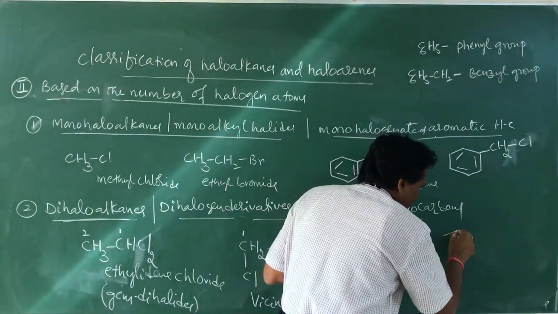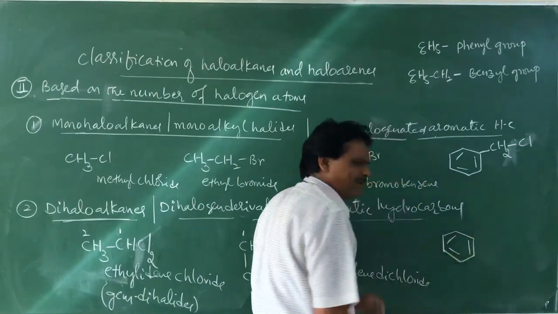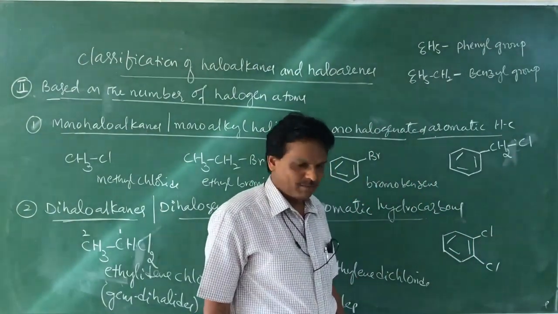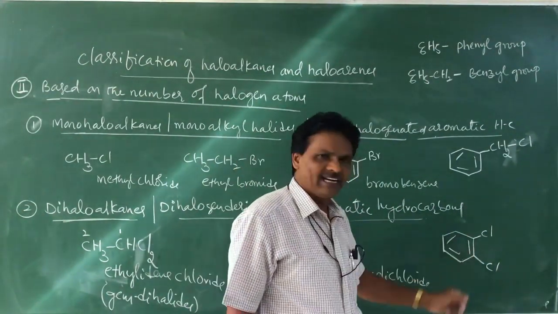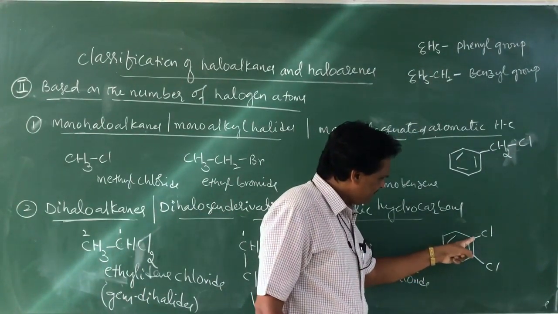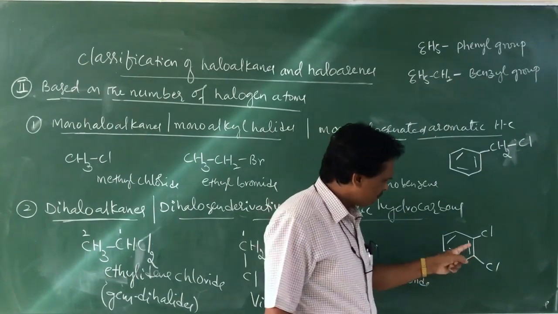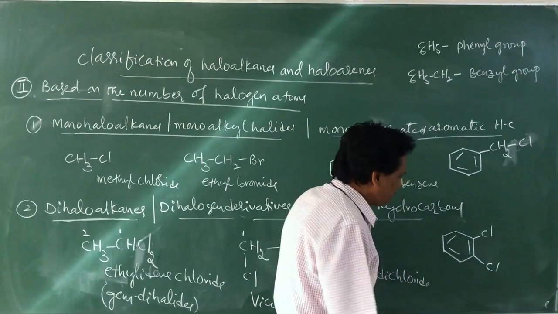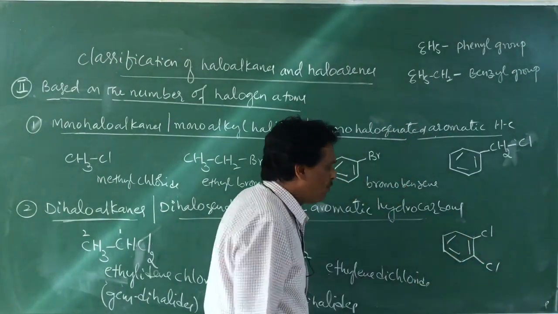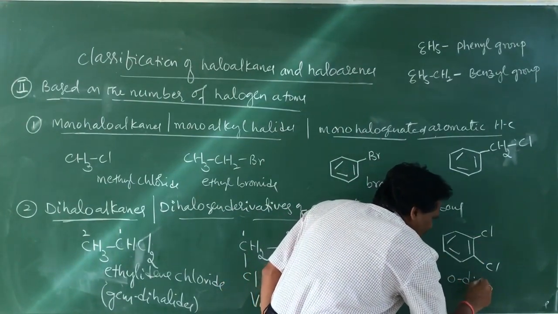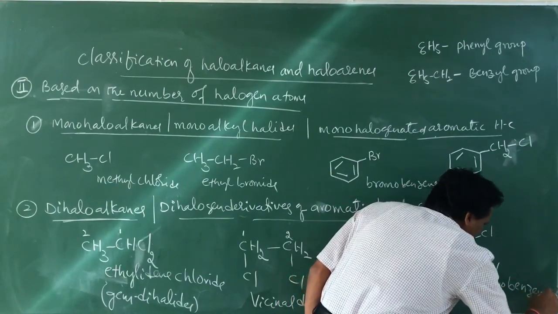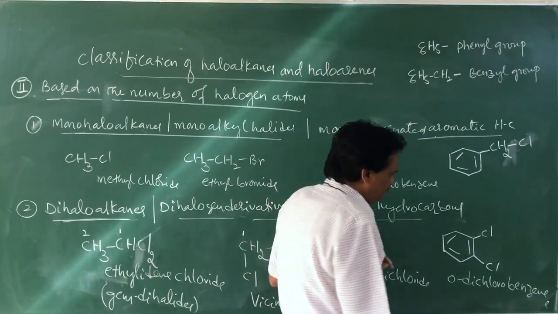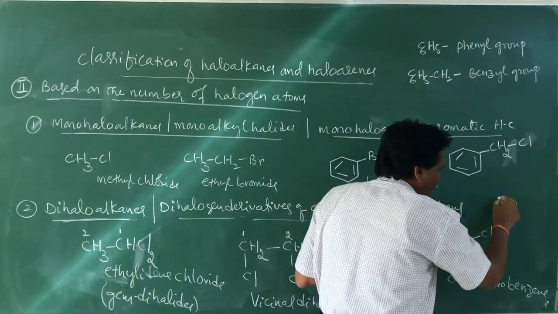Another example is benzene. In this compound, two chlorine atoms are attached to adjacent carbon atoms. In this case there is no possibility of geminal dihalides, only vicinal dihalide is observed, since in benzene each carbon atom carries one hydrogen. Therefore, from adjacent positions, two hydrogen atoms are replaced by two chlorine atoms. So this is called ortho-dichlorobenzene.